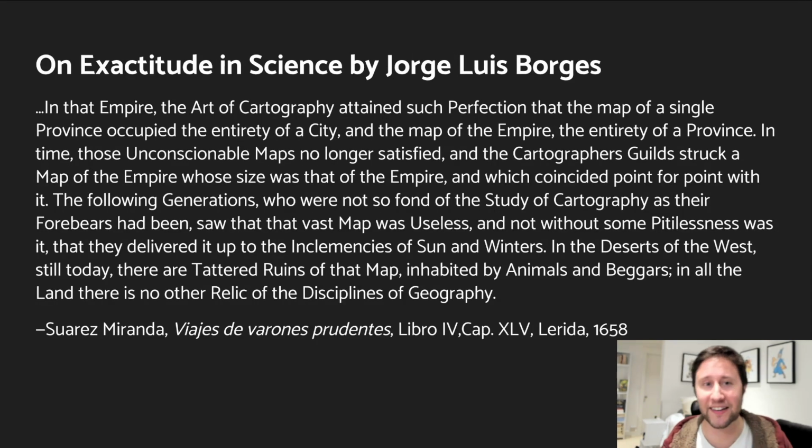All right, so with all that said, I'm going to read one of my favorite microfiction short stories, which is very relevant to modeling. It's from Borges. It's called On Exactitude in Science, and here's the entirety of the short story. In that empire, the art of cartography attained such perfection that a map of a single province occupied the entirety of a city, and the map of the empire, the entirety of a province. In time, these unconscionable maps no longer satisfied, and the Cartographers Guild struck a map of the empire whose size was that of the empire, and which coincided point for point with it.